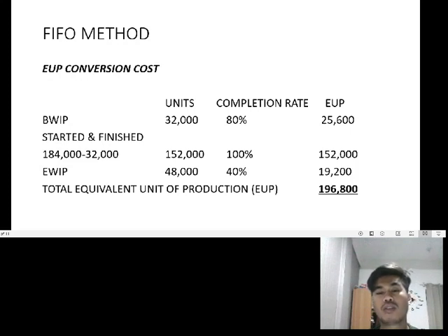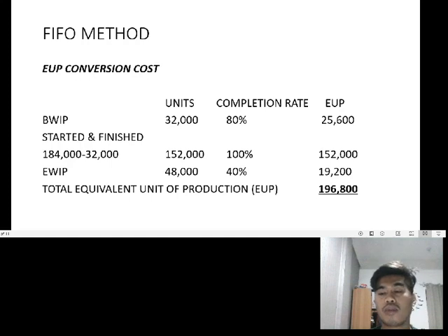So, again, do the math: 32,000 times 80% is 25,600, and then 152,000 times 100% is, again, 152,000 units. Then the 48,000 units in the inventory, ending work in process, times 40% is 19,200 units. So the total equivalent units of production, or EUP, for conversion cost is 192,800 units. So now that we have the EUP, we need to get the equivalent cost per unit.